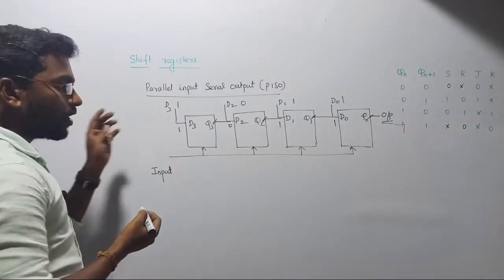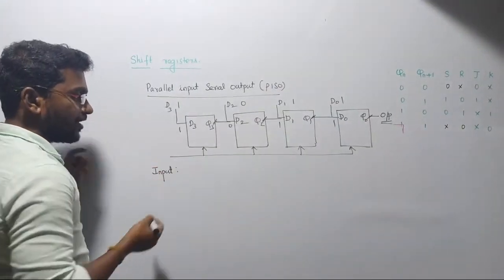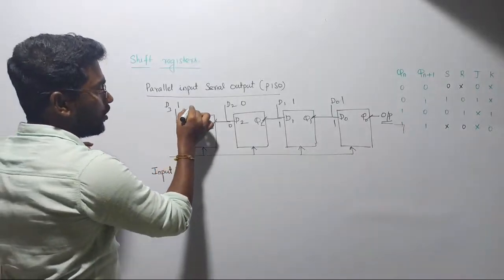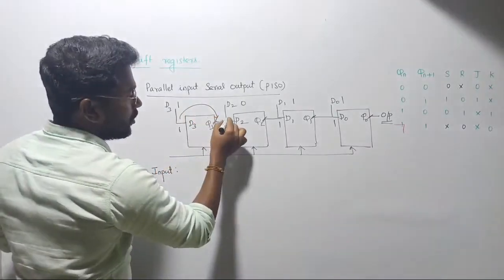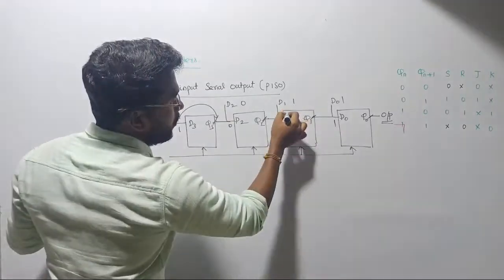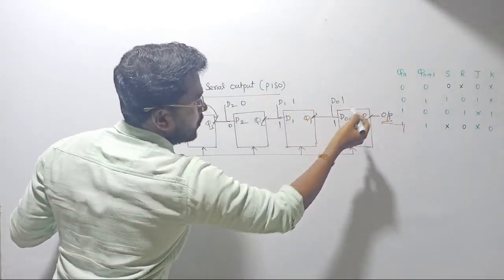Initially there are no clocks. Now when I apply the first clock, right? When the first clock is applied, what happens? This 1 will be transferred to this point, this 0 will be transferred to this point, this 1 will be transferred to this point, this 1 will be transferred to that point.